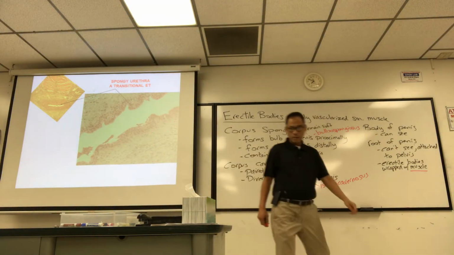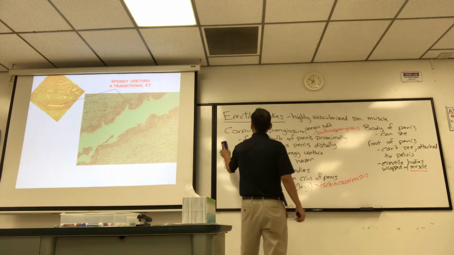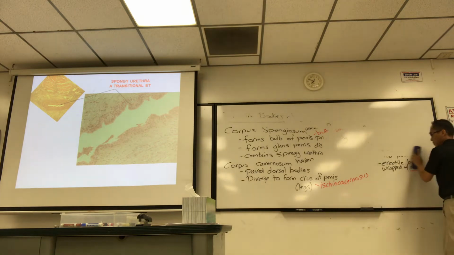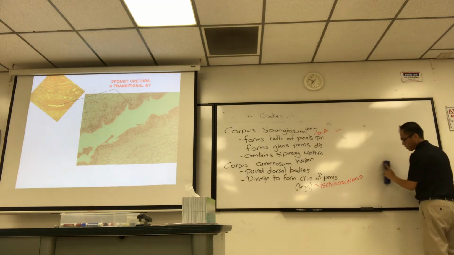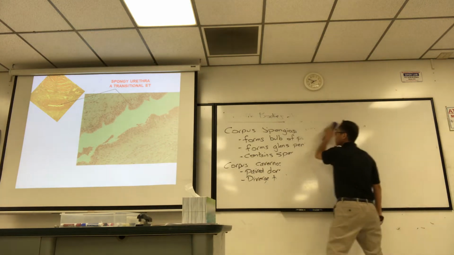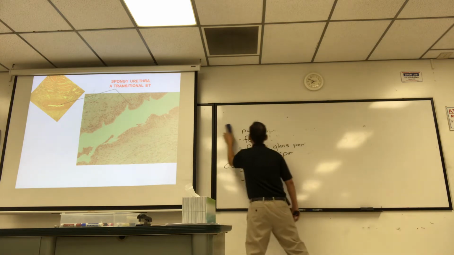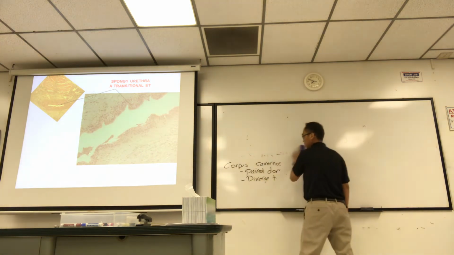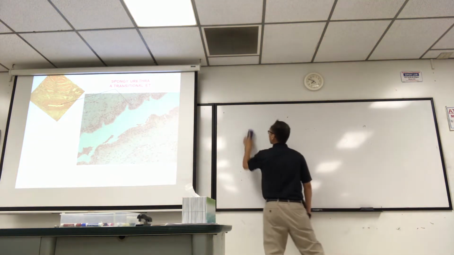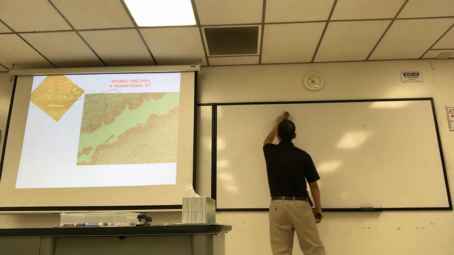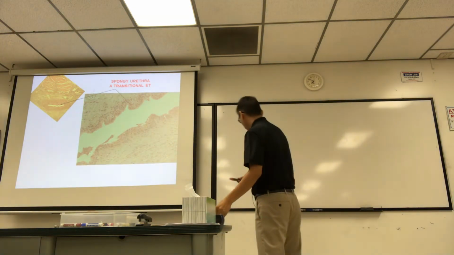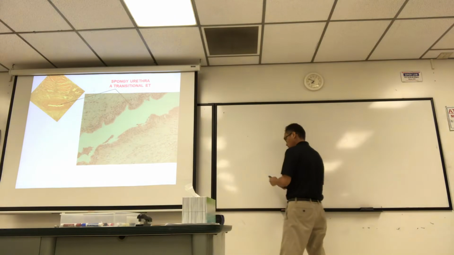So I'm going to clear the board here. I wrote it in red, I'm erasing it now, but those are muscles. That's not erectile tissue. They help maintain erection. All right, so the spongy urethra is lined with a transitional epithelium.